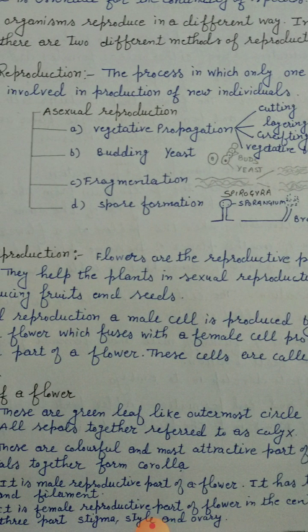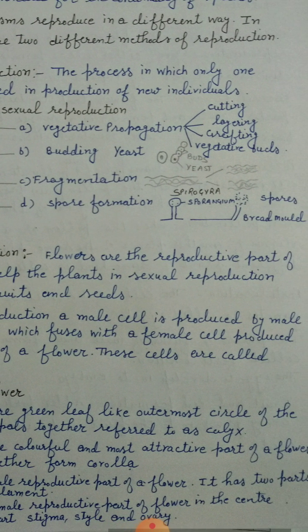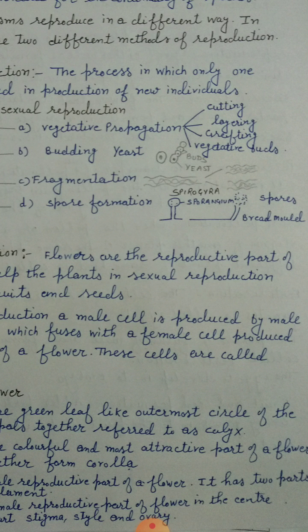Then fragmentation. Fragmentation is another process of reproduction in plants, like in some algae, Spirogyra, which are present in water bodies. When the parent matures, it simply splits into two or more fragments, two or more pieces, and every piece will give rise to a new organism. Then the last method, that is spore formation.